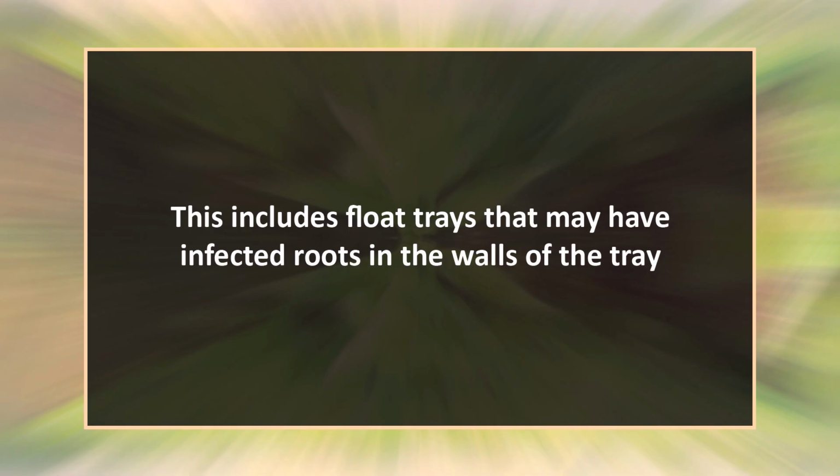Number 2, tobacco trash. Tobacco mosaic virus will survive for years in dry tobacco tissue. So anything that may be contaminated with pieces of leaf, stem or root tissue should be cleaned prior to use in the crop. This includes float trays that may have infected roots in the walls of the tray.